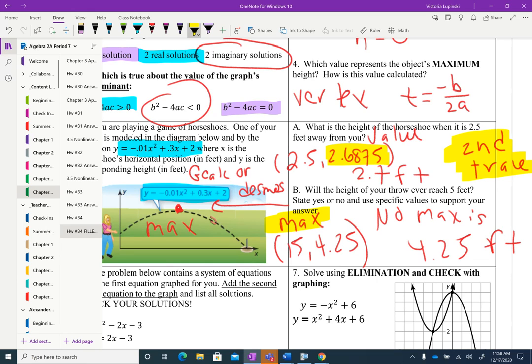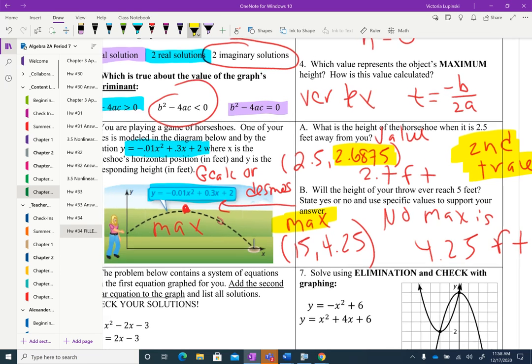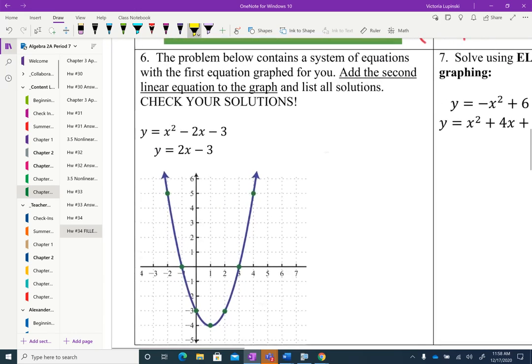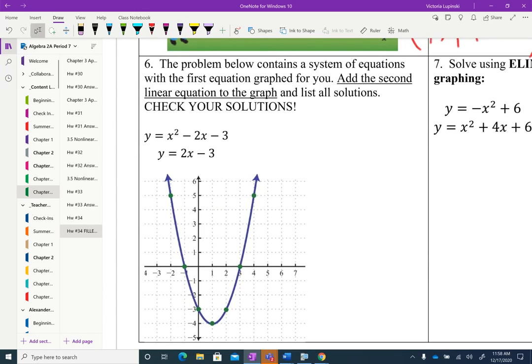So any questions on number 5? Okay, so then on to systems. So that was basically the lesson on word problems. Remember, there was a day with a calculator and a day without. So now let's talk about systems.